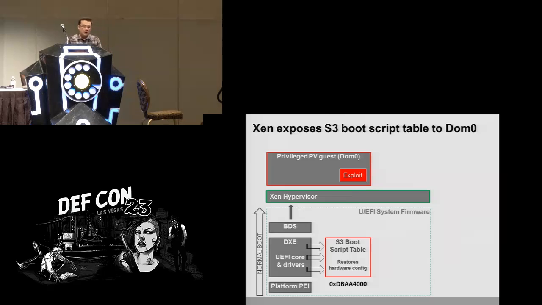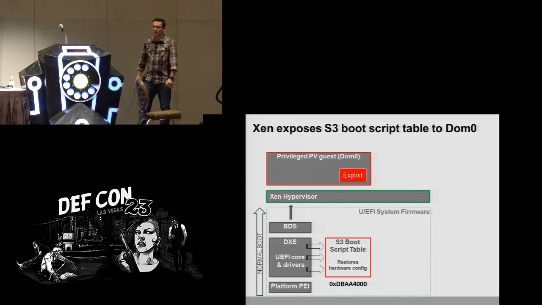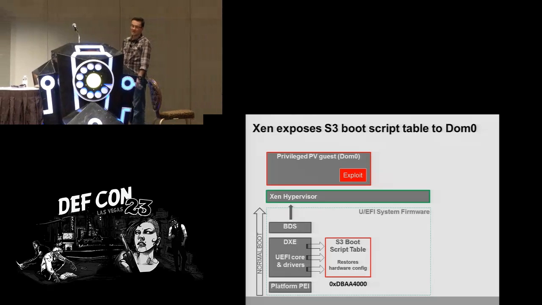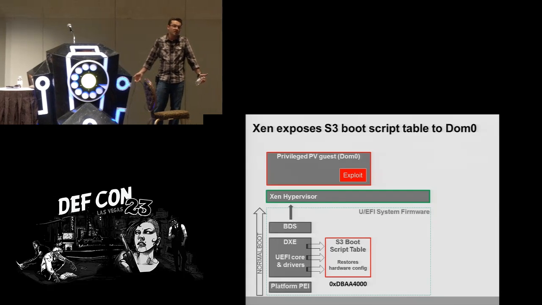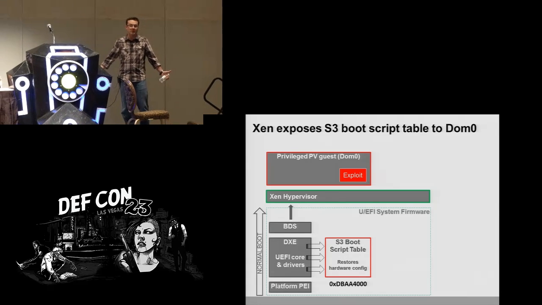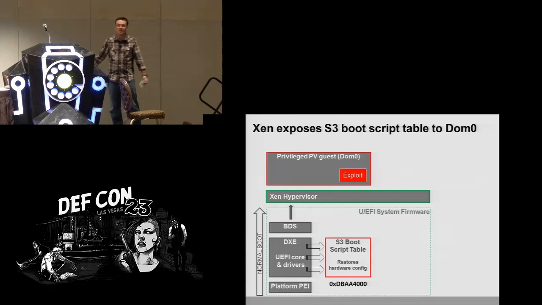So, first, how that applies to attacking a hypervisor. We will attack Xen from Dom0, because Xen does not prevent Dom0 access to the S3 boot script table. Apparently, because VMMs just don't know about that boot script table. That's a firmware thing, right?